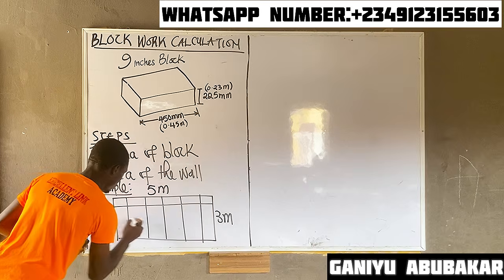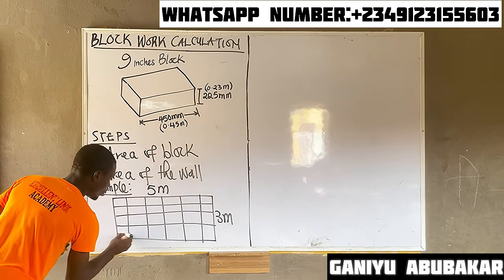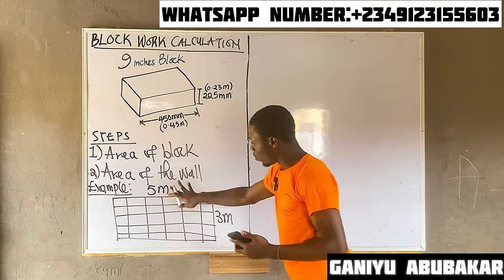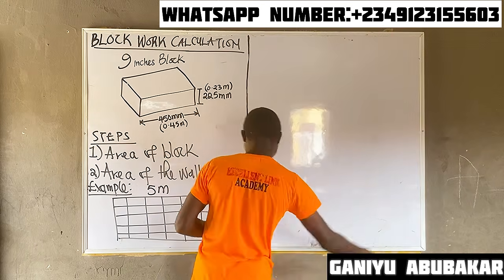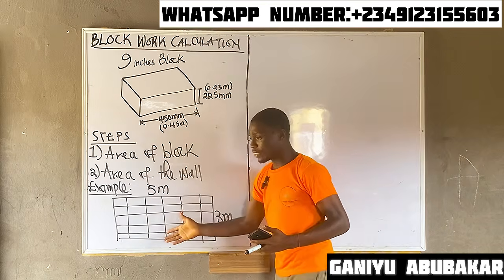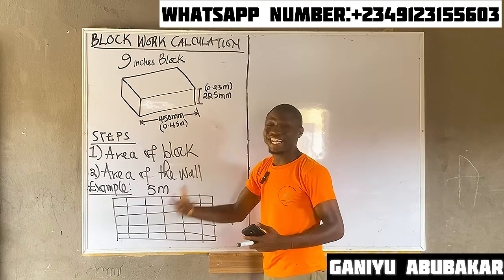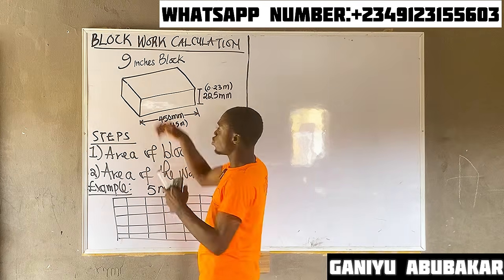What do you do? The number of blocks needed on this wall. First, for this particular wall, my length is 5 meters. My breadth is 3 meters. Now I want to get the number of blocks I need on this particular portion here. Your first task is to get the area of each block. The block we're using is a 9 inches block. So let's get the area of the block.